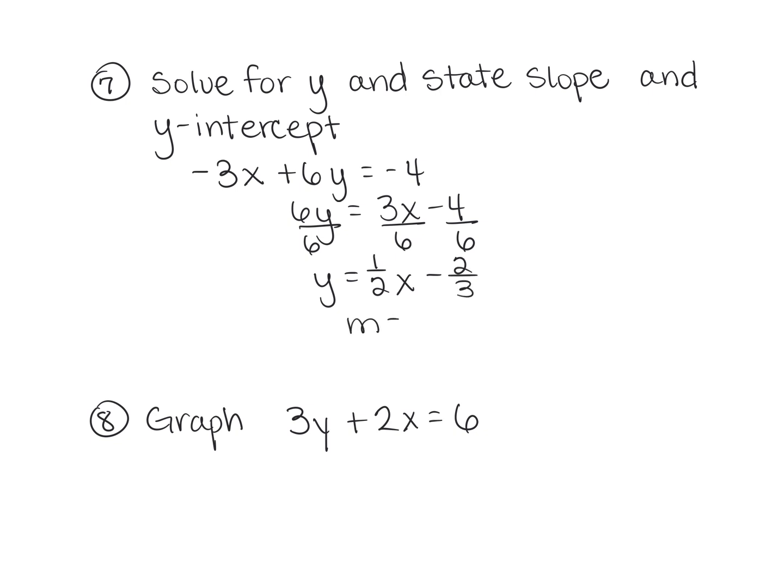So my slope is the number 1/2. Do not include the x. And then my y-intercept is b. So that's going to be negative 2/3.